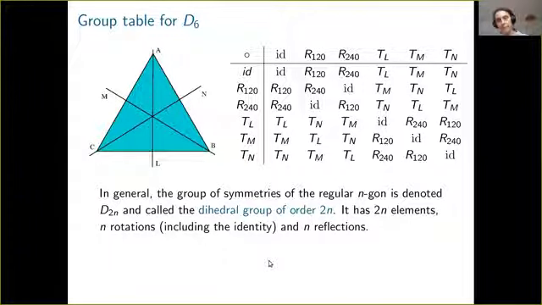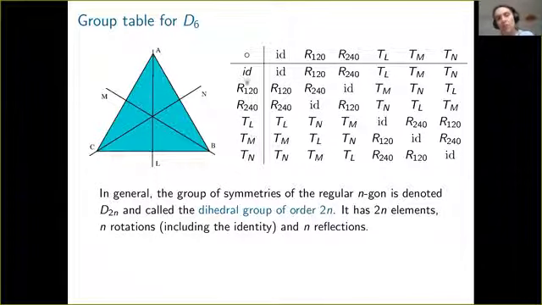So in general, the regular polygon with n sides has n reflections and n rotations, and those 2n elements form its group of symmetries, which is the dihedral group of order 2n. So the dihedral groups are an important family, a class of finite groups. They're quite interesting, and people certainly like studying them.